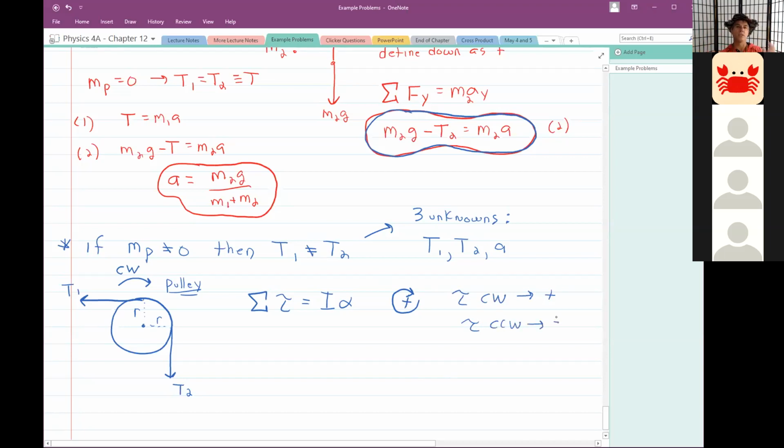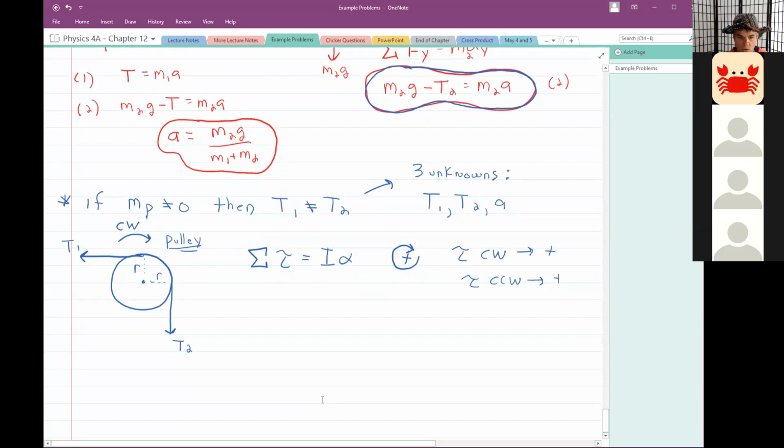I could go into bigger reasons why, but for now, I think that's just the best way of handling these problems. So again, T2 is now going to be producing a positive torque, T1 is going to be producing a negative torque. So when I do the sum of the torques, it's going to be r F sine theta. So it's going to be R2 times T2 times the sine of 90 degrees minus R1 times T1 times the sine of 90 degrees equals I alpha. And let me get to that part in a second.